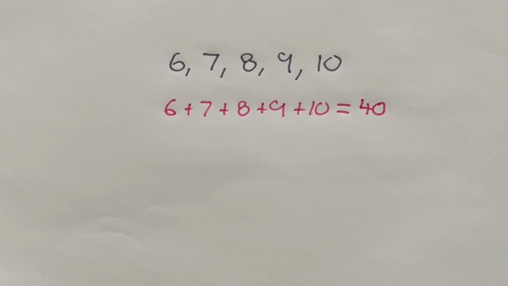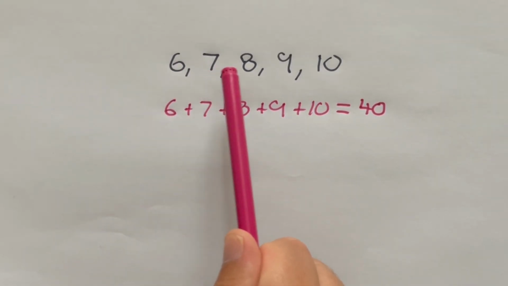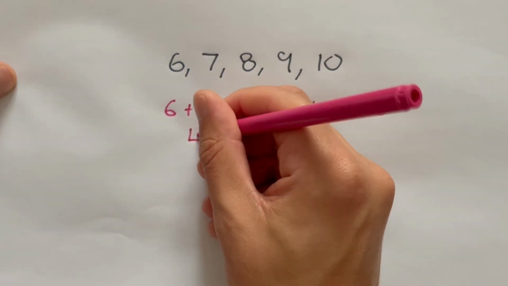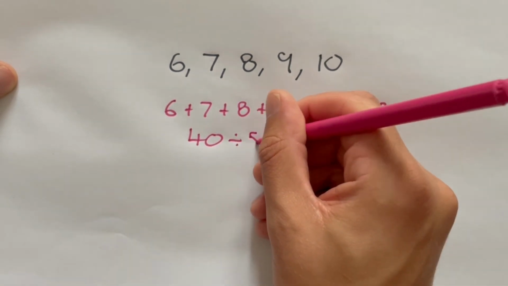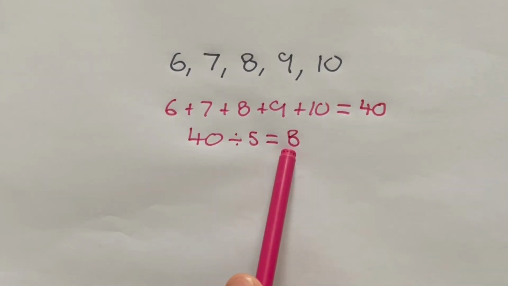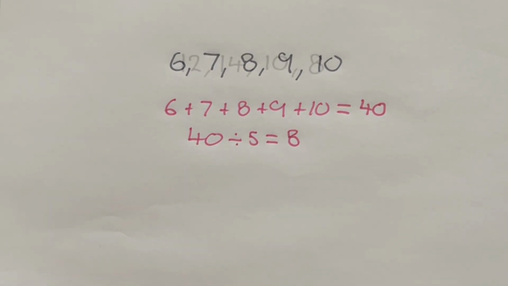Now we need to divide this 40 by how many numbers we have. Let's count them up. There's 1, 2, 3, 4, 5 numbers. So we do 40 divided by 5, and that gives us an answer of 8. So our mean for this set of data is 8.